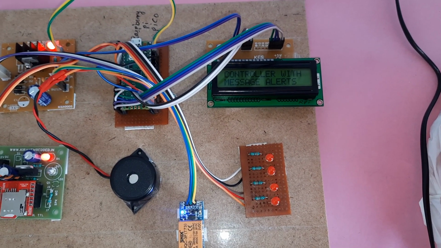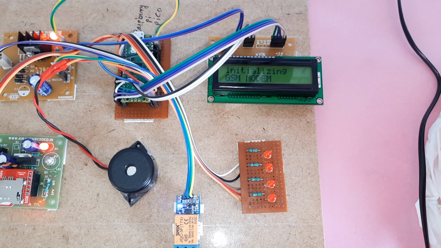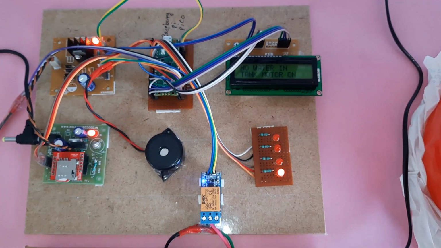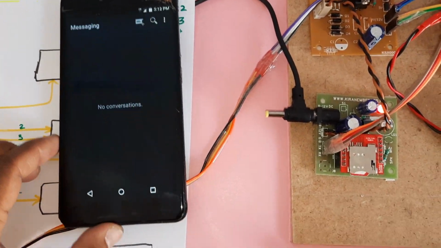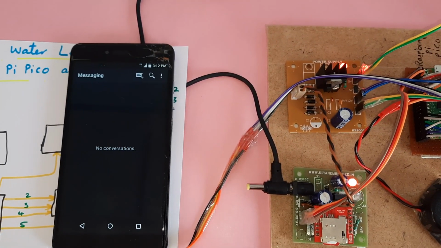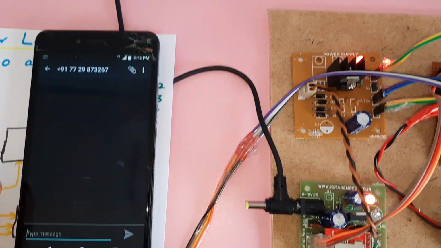Automatic water level controller with message using Raspberry Pi Pico, initializing GSM modem. Initialized successfully. No water in the tank. Motor on, level low, water is on, okay, water is on, and we are getting one SMS alert. Message sent. Yeah, we received one SMS alert: water level low, motor on, okay.